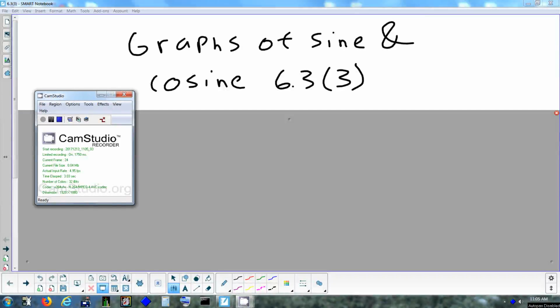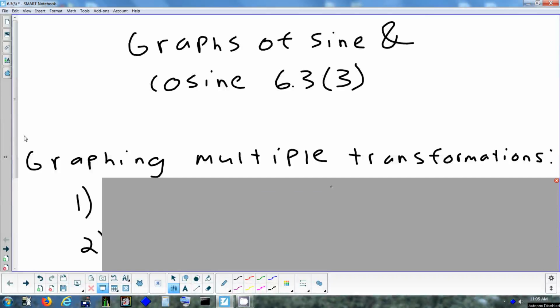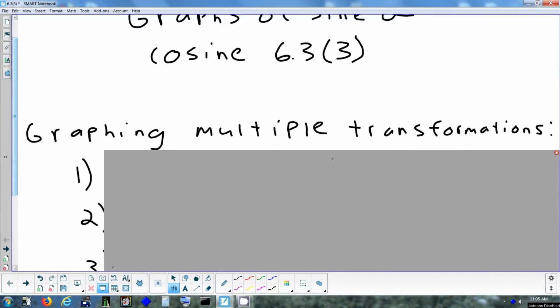Okay, so today we'll finish up section 6.3. We're going to start off by looking at multiple transformations. Anytime you have multiple transformations, we've talked about the order quite a bit. So I'm going to put down kind of just generically an equation, and I want you to tell me what each transformation is.